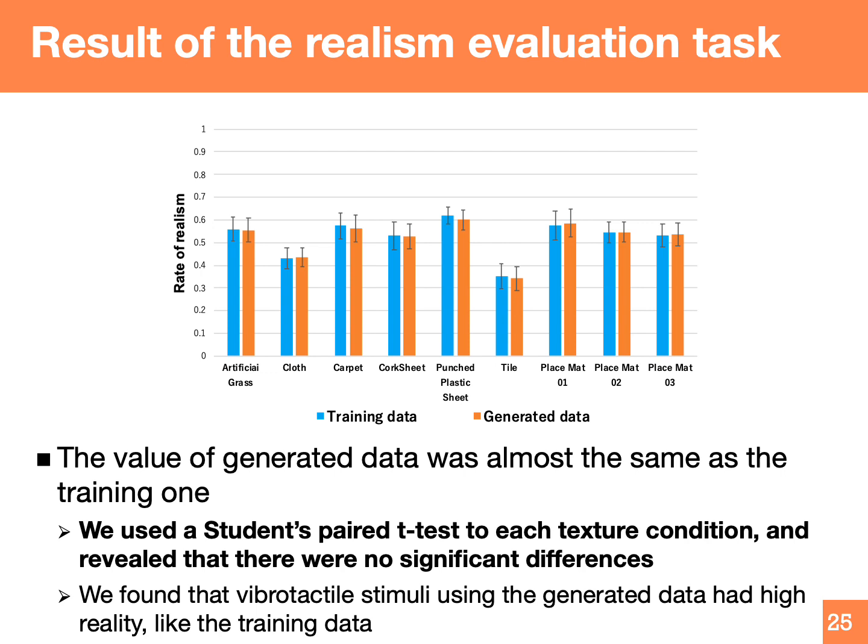In this graph, the value of the generated data was almost the same as the training one. We used a student paired t-test for each texture condition and revealed that there were no significant differences. Therefore, we found that vibrotactile stimuli using the generated data had high reality like the training data.